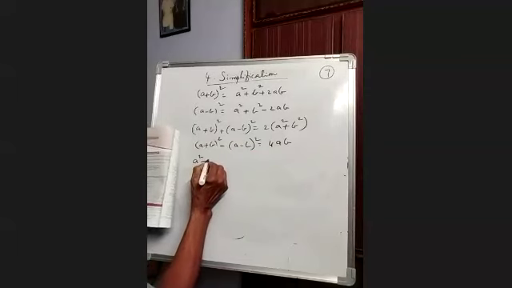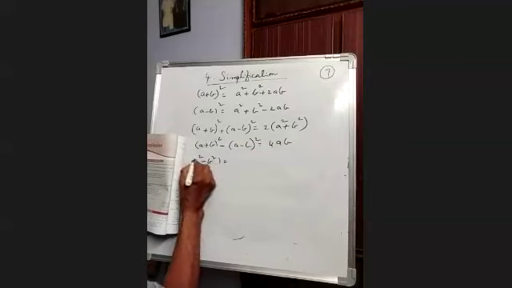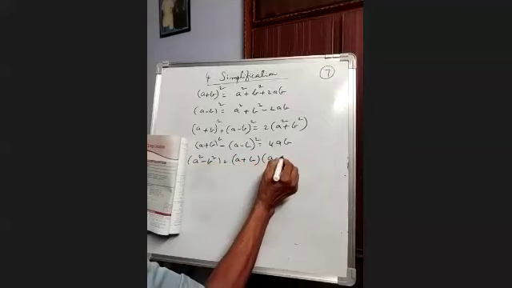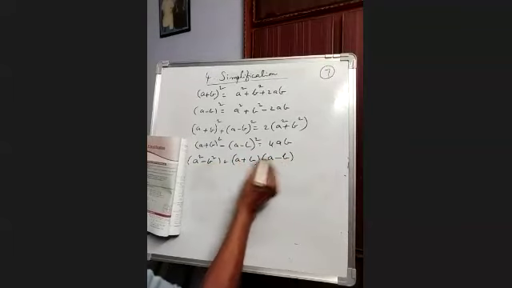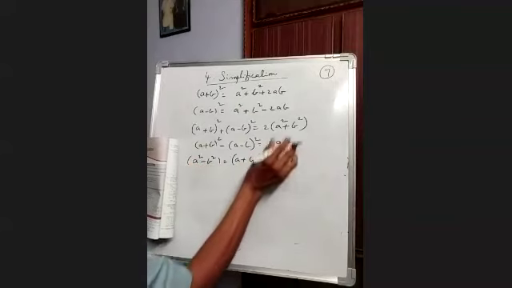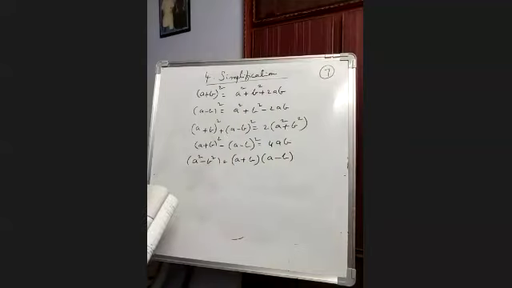A square minus B square is equal to A plus B into A minus B. Vice versa also: A plus B into A minus B is equal to A square minus B square. A square minus B square is equal to A plus B into A minus B. Always, from left to right or right to left, you have to memorize both sides, in both ways.